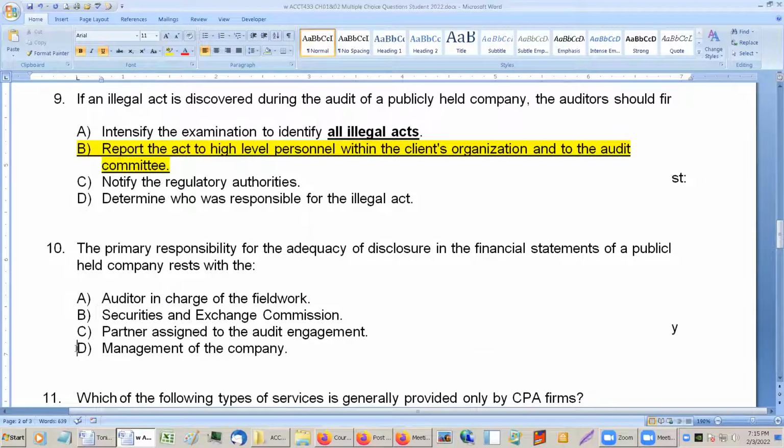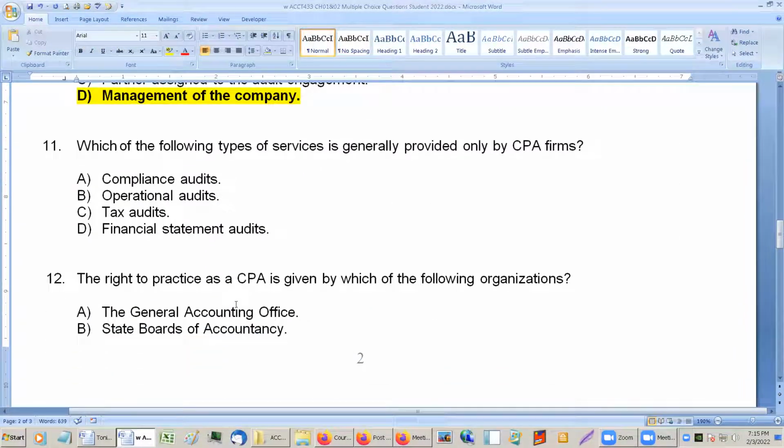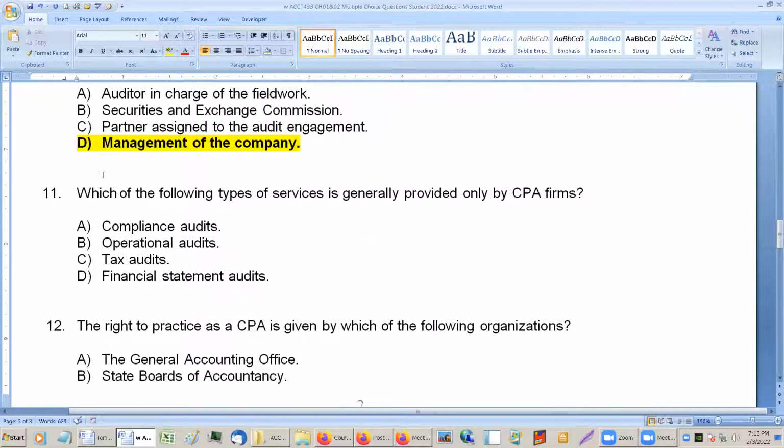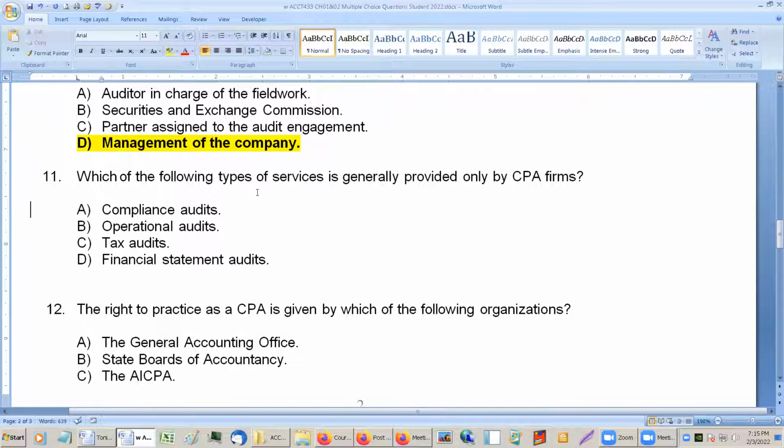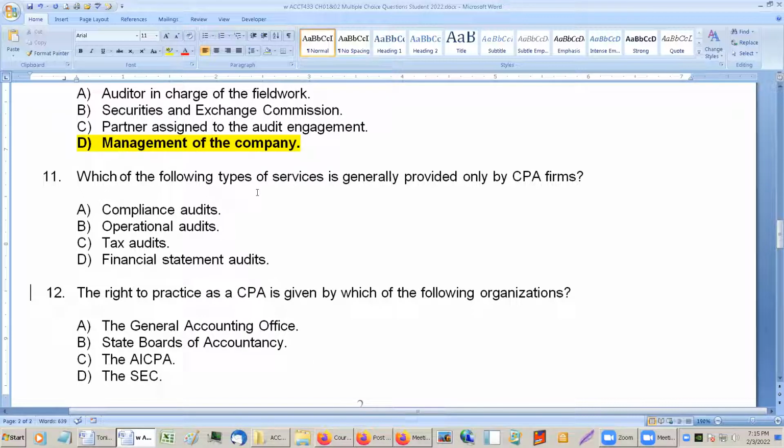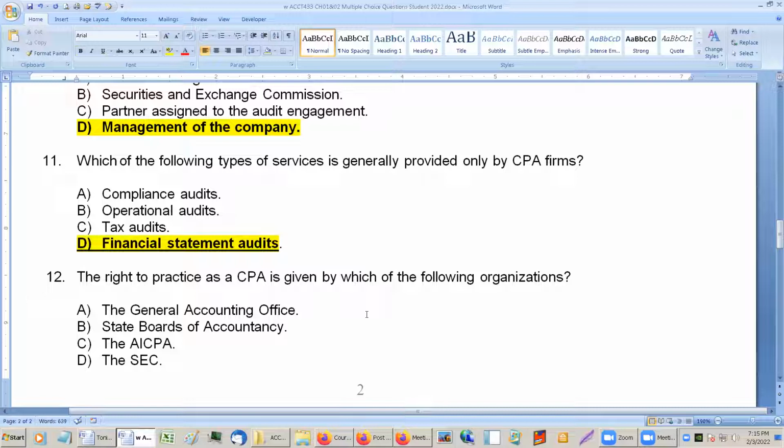And 10. Yep, management has control of the financial statements. Let's go ahead and do 11 and 12. We'll do this either in the chat or just saying it out loud. Which of the following types of services are generally provided only by CPA firms? Financial statements. Yep, that's what the license is for. The right to practice as a CPA is given by state boards. Yep. Very good.